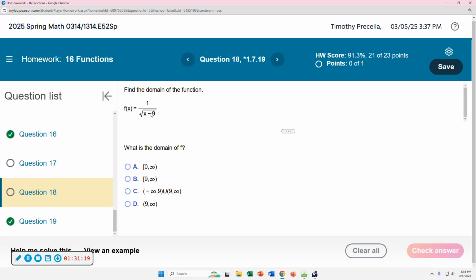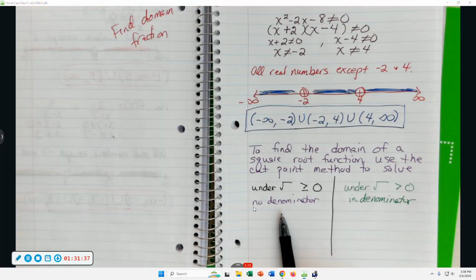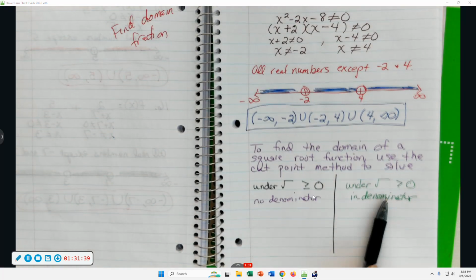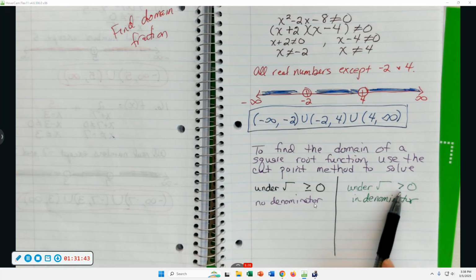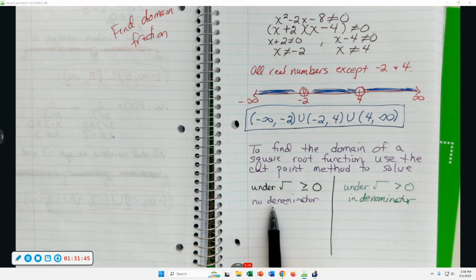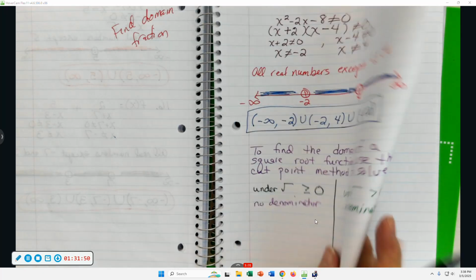The square root of 0 is 0. Is it okay to have 1 over 0? No. So if the square root's in the denominator, your inequality will just be greater than. If the square root is not in the denominator, then it'll be greater than or equal to 0. If there's no denominator at all, greater than or equal to. And it's going to be that cut point method.